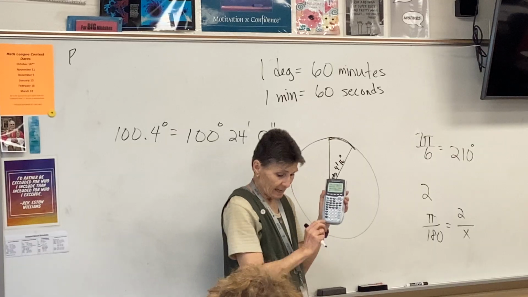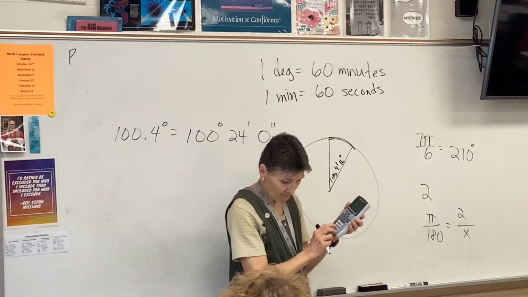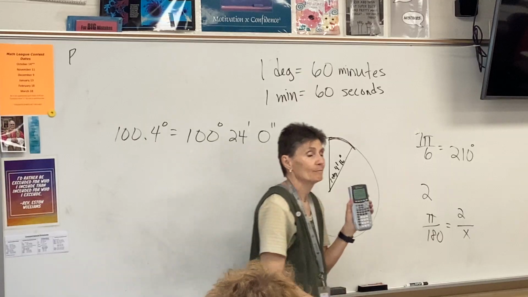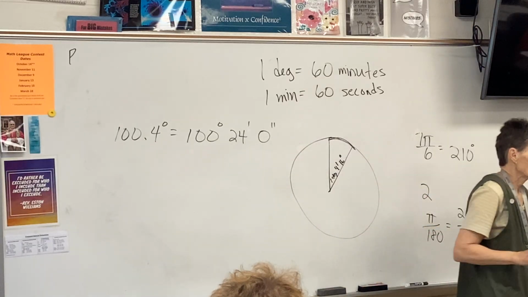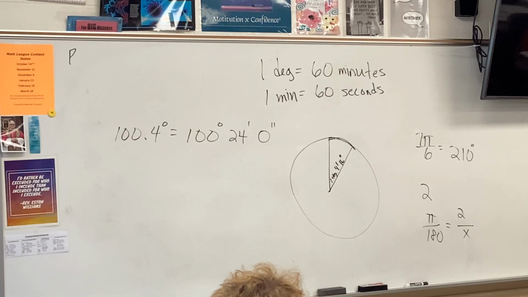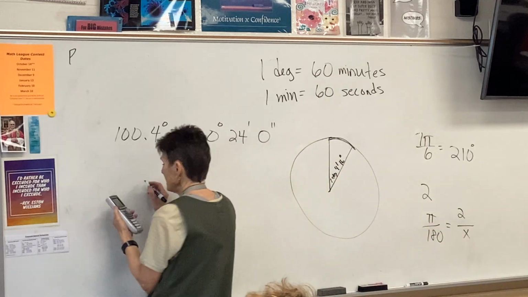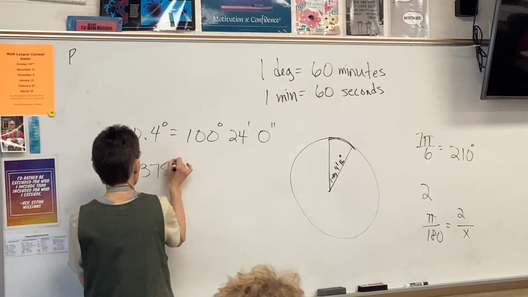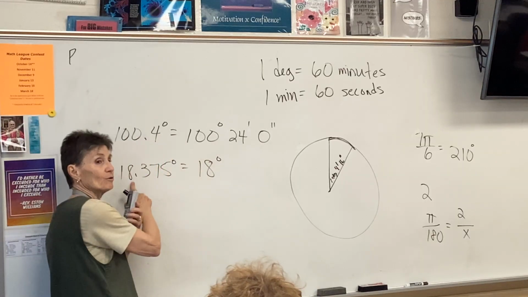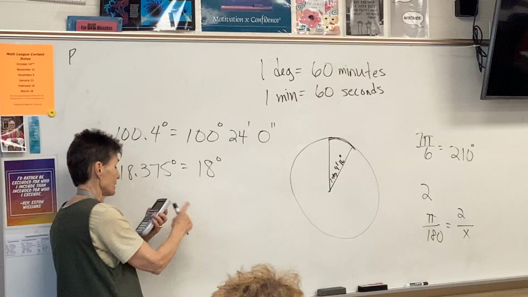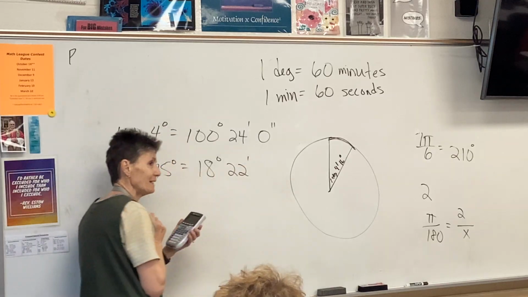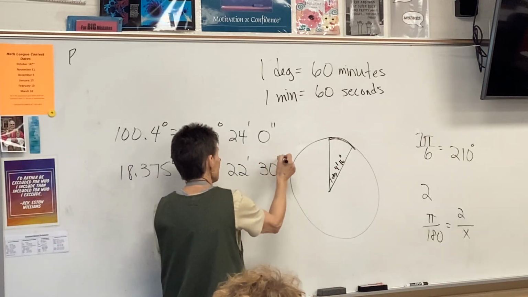All right, let's try that again. Let's type in 18.375. And then second angle or second apps. Go down to DMS and press enter until you get something. So 18.375 degrees is 18 whole degrees, that makes sense, 18 degrees, 22 minutes, and 30 seconds.